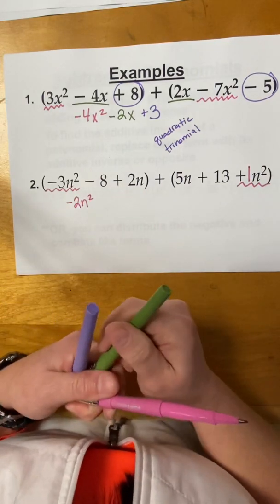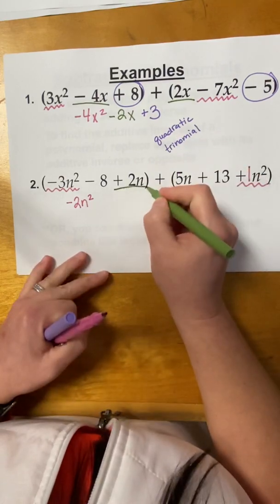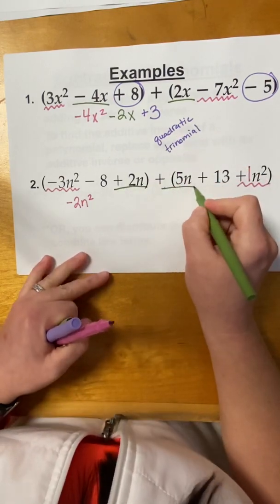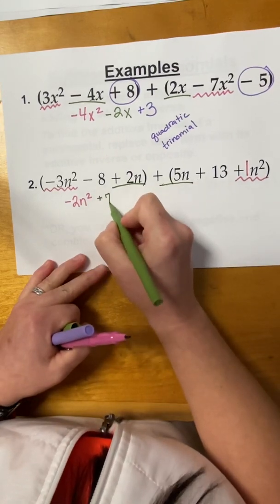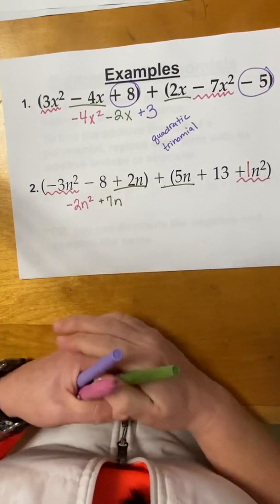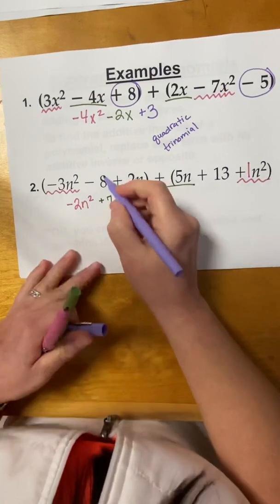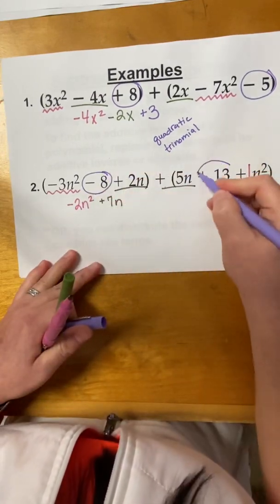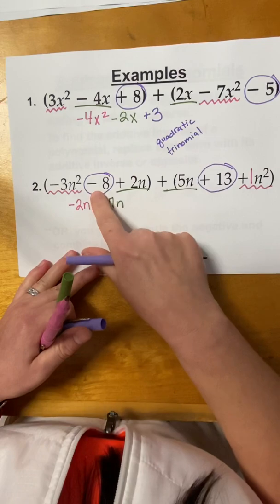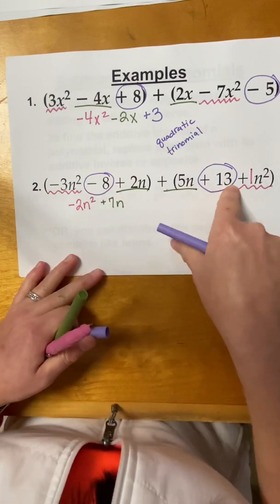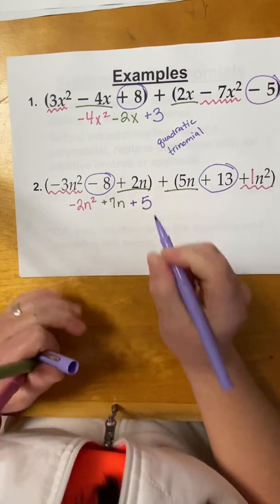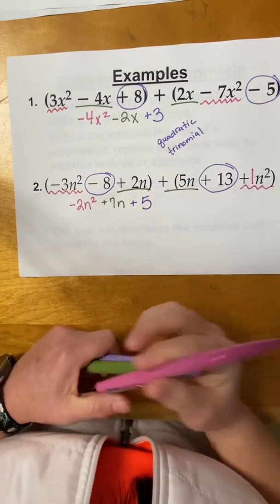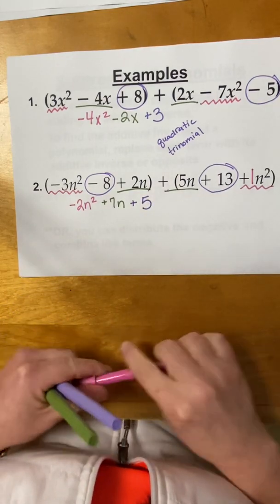Now we want to look for a linear term. So we have plus 2n and then a positive 5n. 2 plus 5 is 7. All right, then we'll combine our constants. We have a negative 8 and a positive 13. Negative 8 plus 13, different sign, subtract. The boss is positive, so that'll be plus 5. That's it. Now let's talk about subtraction.